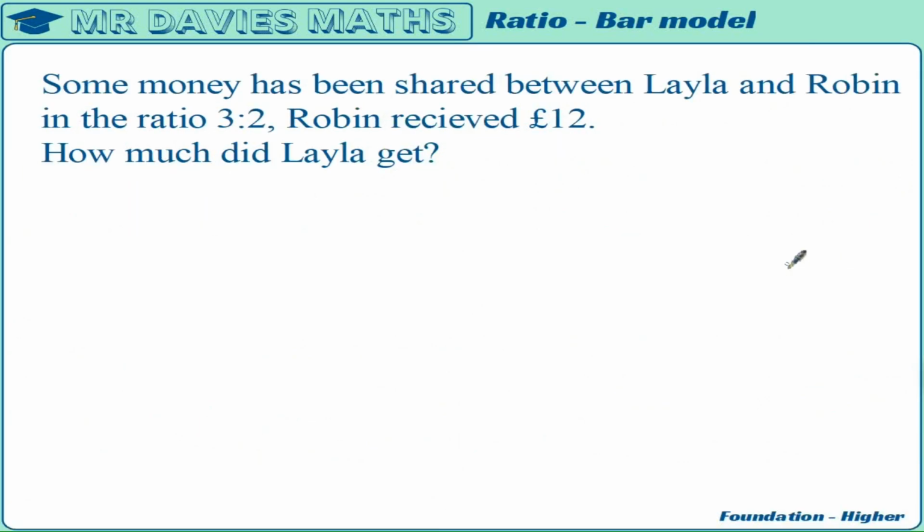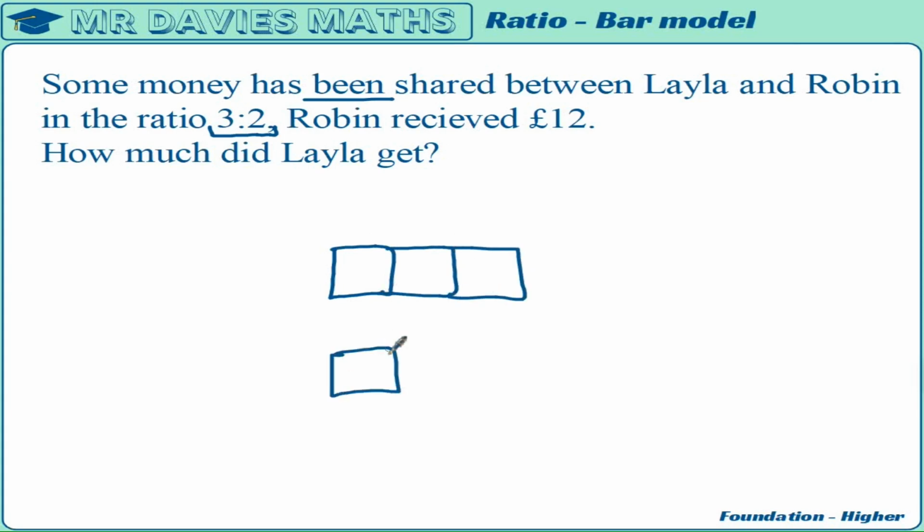Okay, so some money has been shared between Layla and Robin in the ratio of 3 to 2. Robin received £12. How much did Layla get? Okay, so this is almost like a past tense question because the money has already been shared. But it's still a share question, so I'm going to draw out my ratio 3 to 2. It does say Layla's name first, so Layla, and then we've got Robin as the second one.